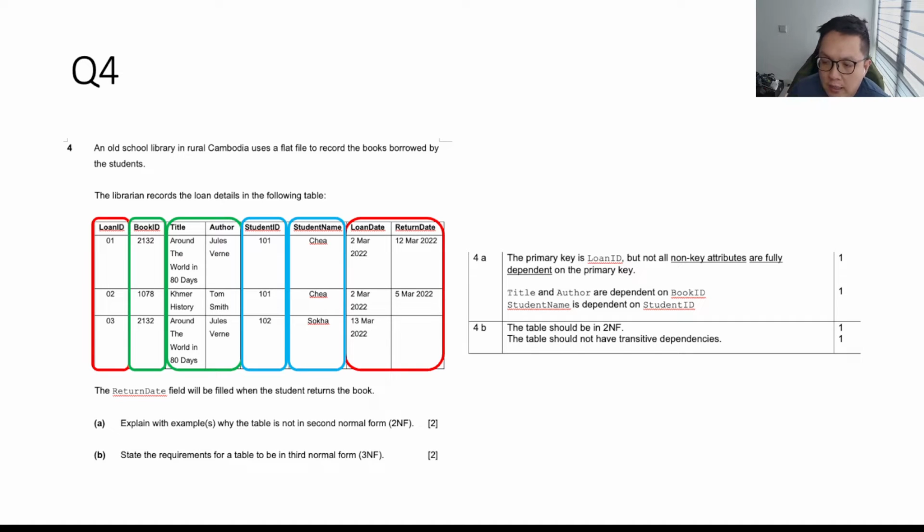Then for part B, state correct requirements for a table to be 3NF. Remember, if you want to be 3NF, you must make sure your table is 2NF first, then whatever conditions you have for 3NF. In this case it is transitive dependencies, not much difficulty for that. Then the rest of the stuff, the drawing of the ER diagram, that one is okay. Most of you can handle it. You can refer to the answer for more details.